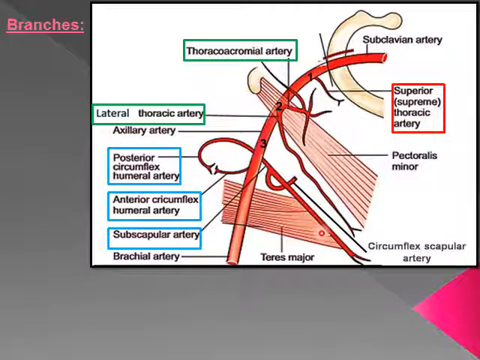So the branches can be divided into branches from the first part, which is the superior thoracic, branches from the second part, which are the thoracoacromial and lateral thoracic arteries, and branches from the third part, which include the anterior circumflex humeral artery, the posterior circumflex humeral and the subscapular arteries.